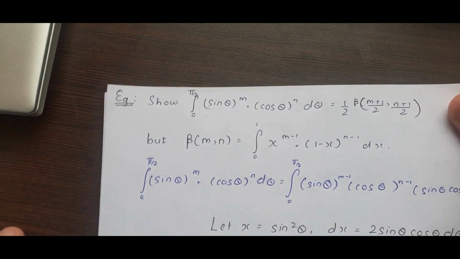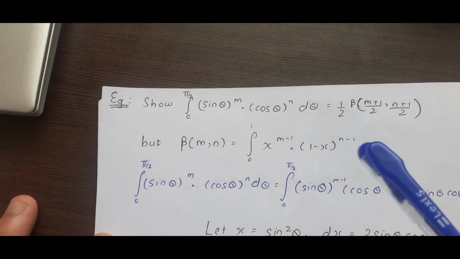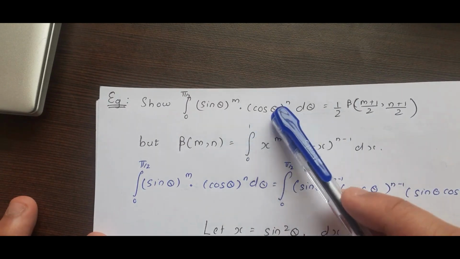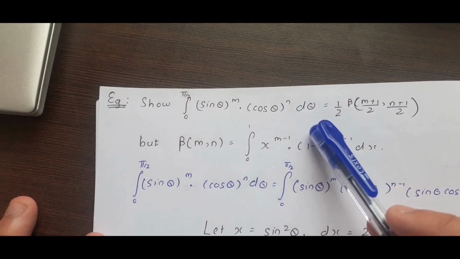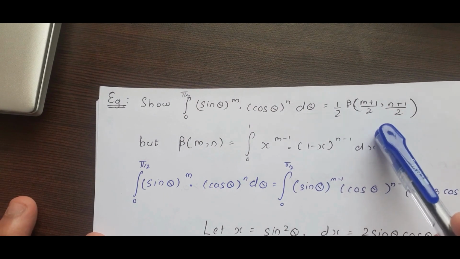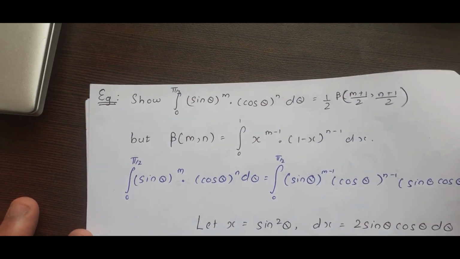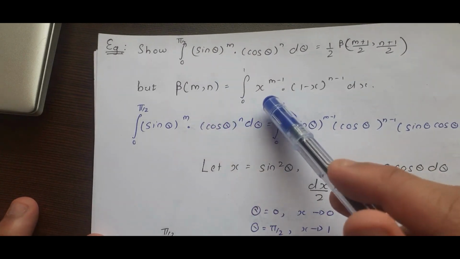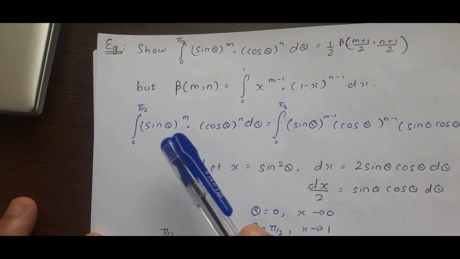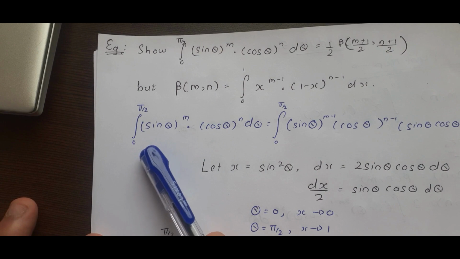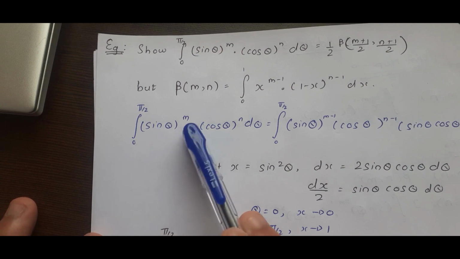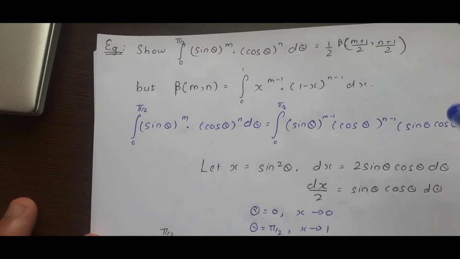The next part of the beta function will be: show integration from 0 to pi by 2 sine theta power m times cos theta power n d theta equals half beta of m plus 1 by 2, n plus 1 by 2. So now we know beta of m comma n can be written in this form. What is given to us is integration from 0 to pi by 2 sine theta power m cos theta power n d theta.